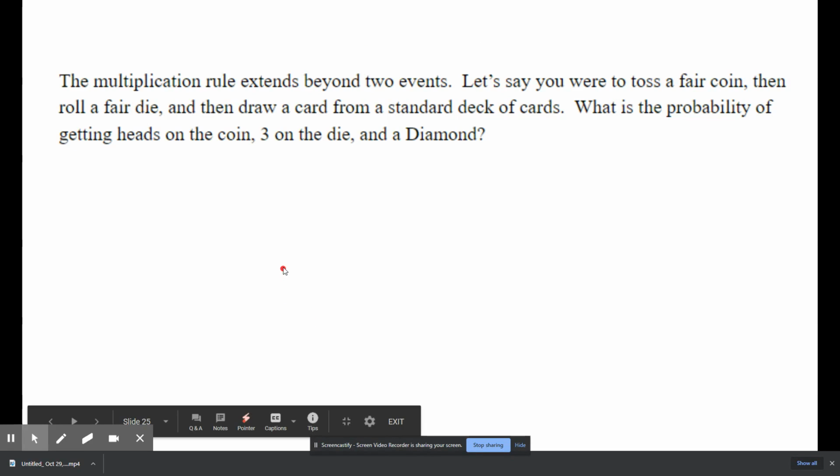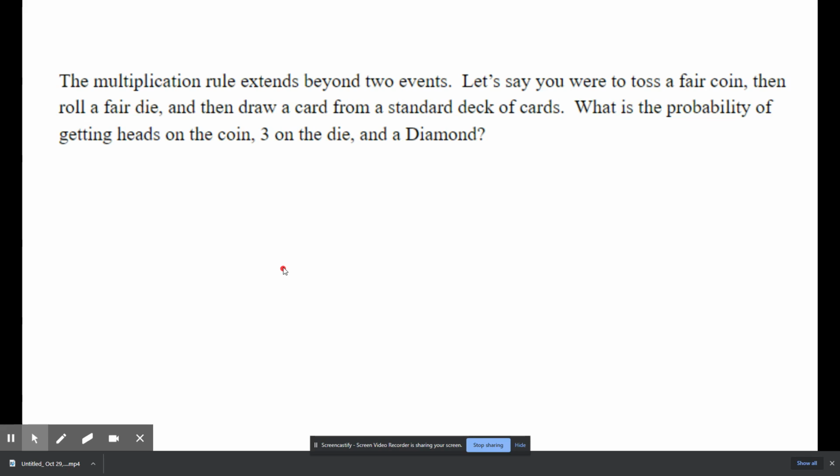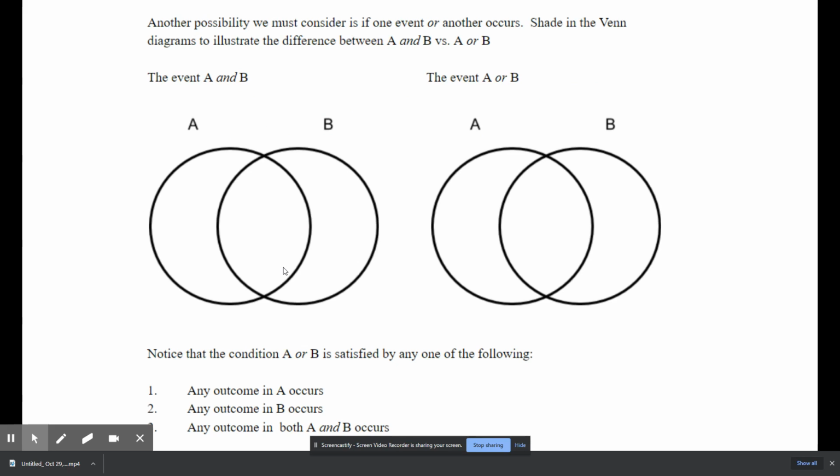So continuing on, the multiplication rule extends beyond two events. Basically this is saying that if you do more than one, you can still multiply. So if you're tossing a coin, rolling a die, and drawing a card, and you want to get a head on the coin and a 3 on the die and a diamond, it's the probability of flipping heads, 1/2. A 3 is a 1 out of 6 probability, and a diamond is 1 out of 4, since it's 1 out of 4 of the suits. So it's 1 out of 48 to do all three, this and this and this. Another possibility we must consider is if one event or another occurs.